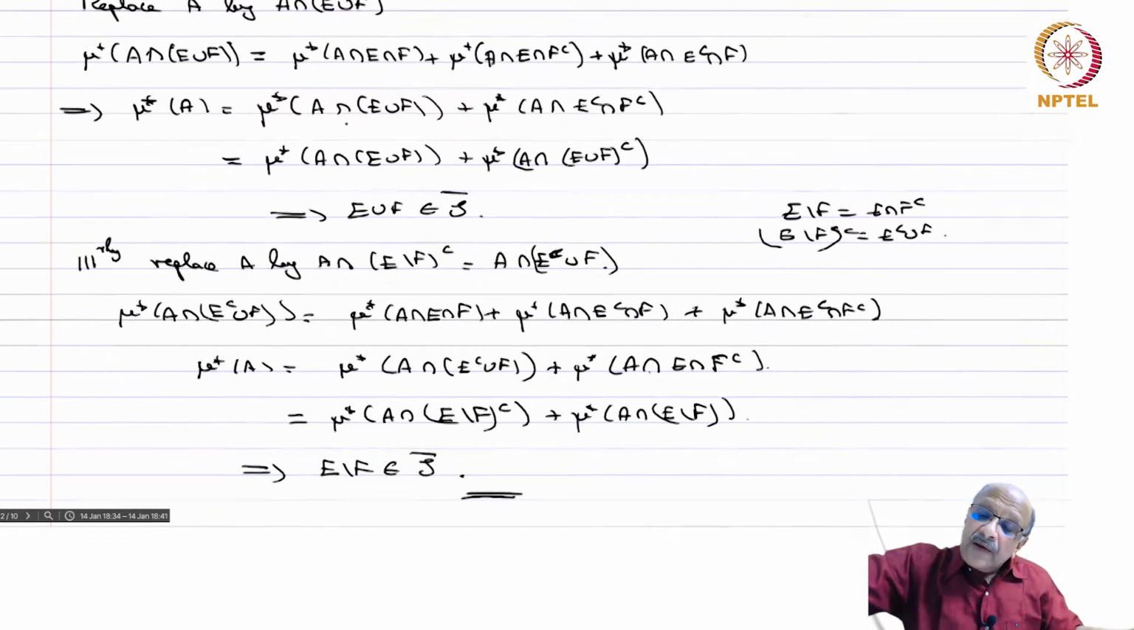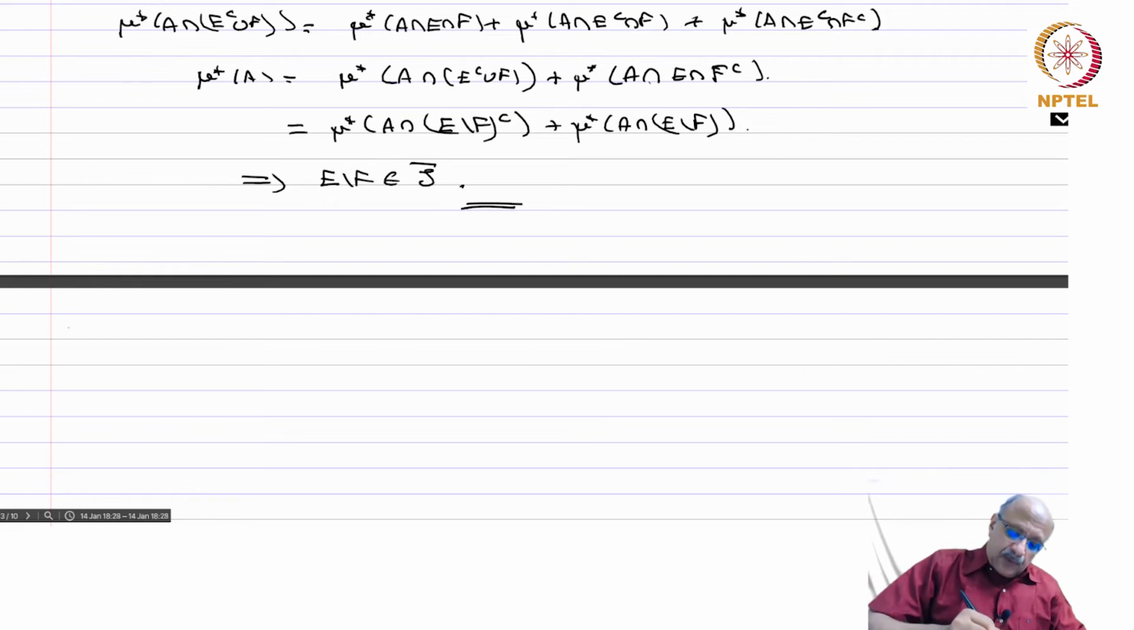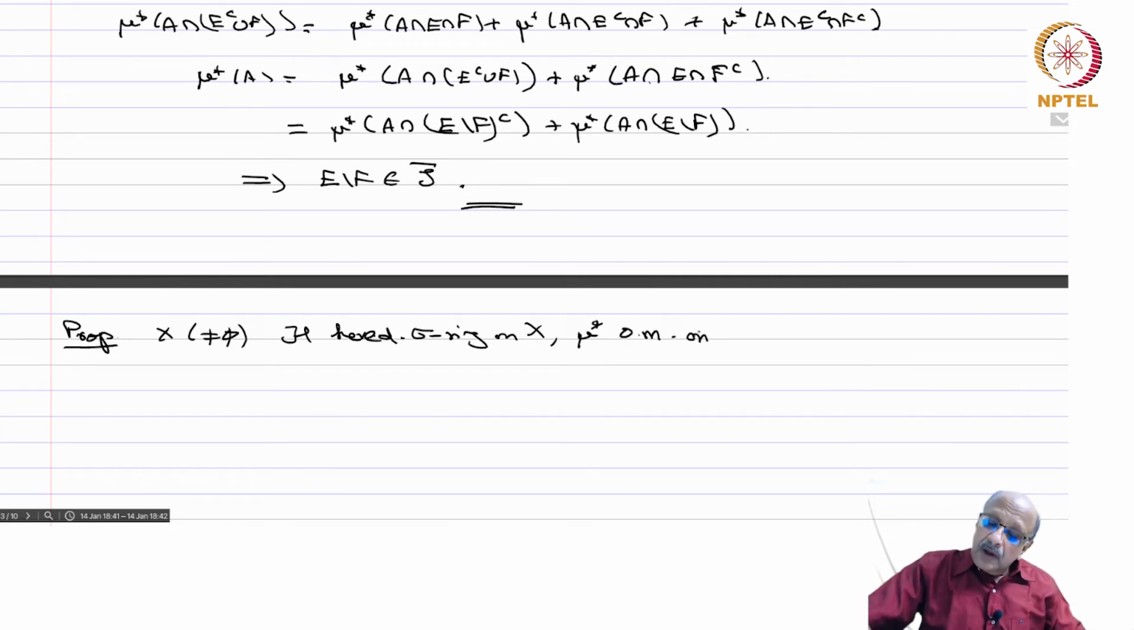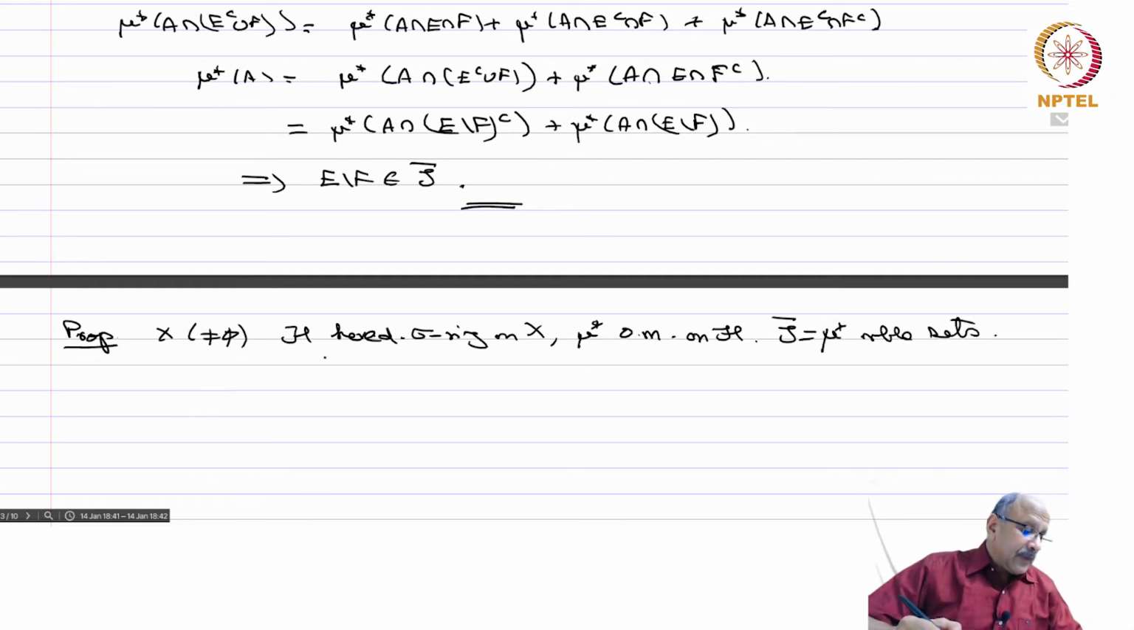So now in fact we can prove much more than this. So next proposition: X non-empty set, H hereditary sigma ring, mu star outer measure on H, S bar equals mu star measurable sets. Okay, then S bar is a sigma ring.